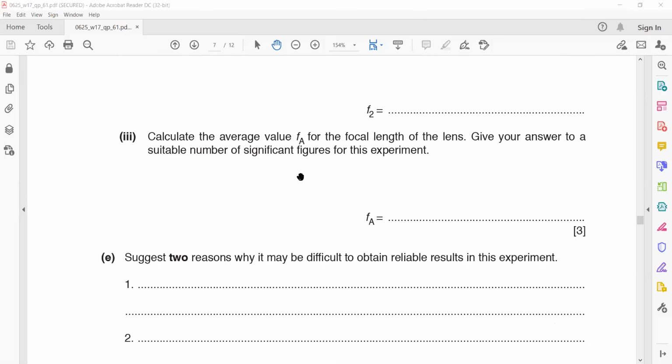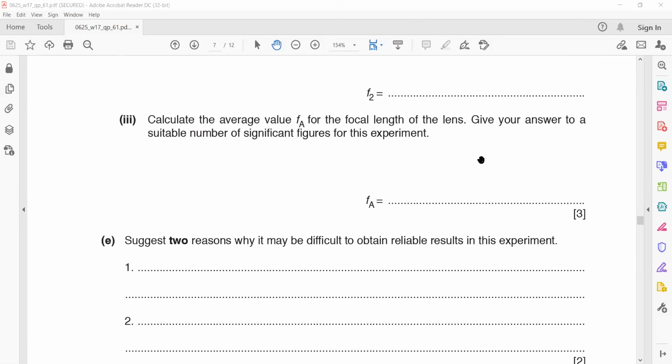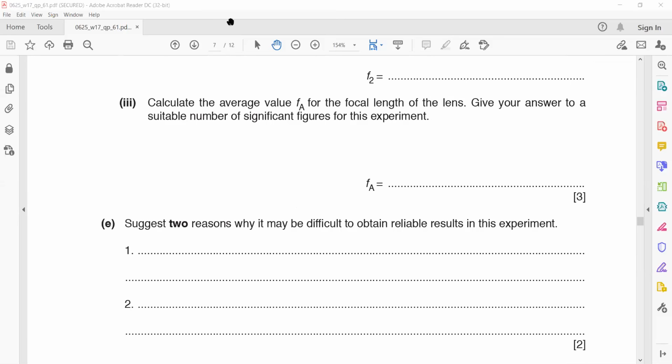Now calculate the average. How to calculate the average? Just add them and divide it by 2. So 15 plus 14.9 divided by 2. So the average will be 14.85, sorry, 14.95. Yeah, it was 14.9.